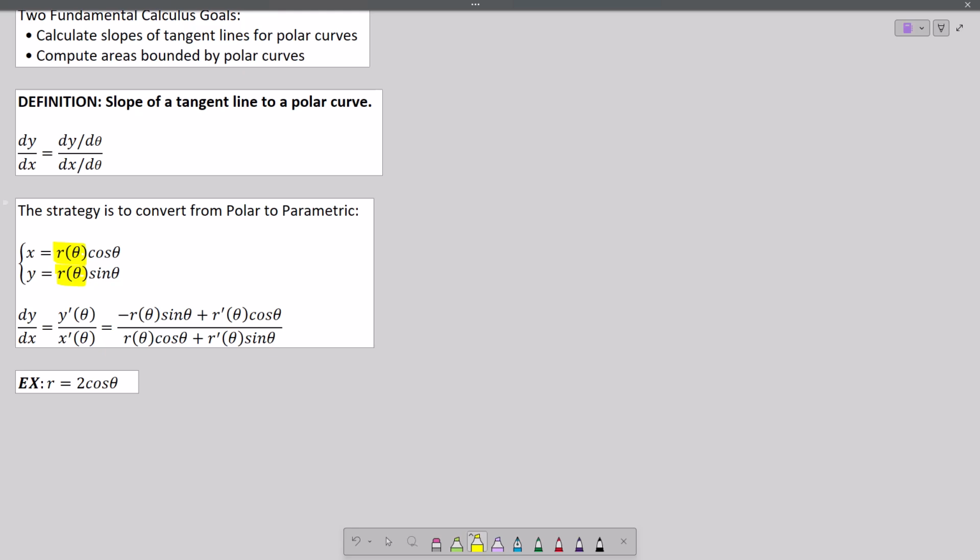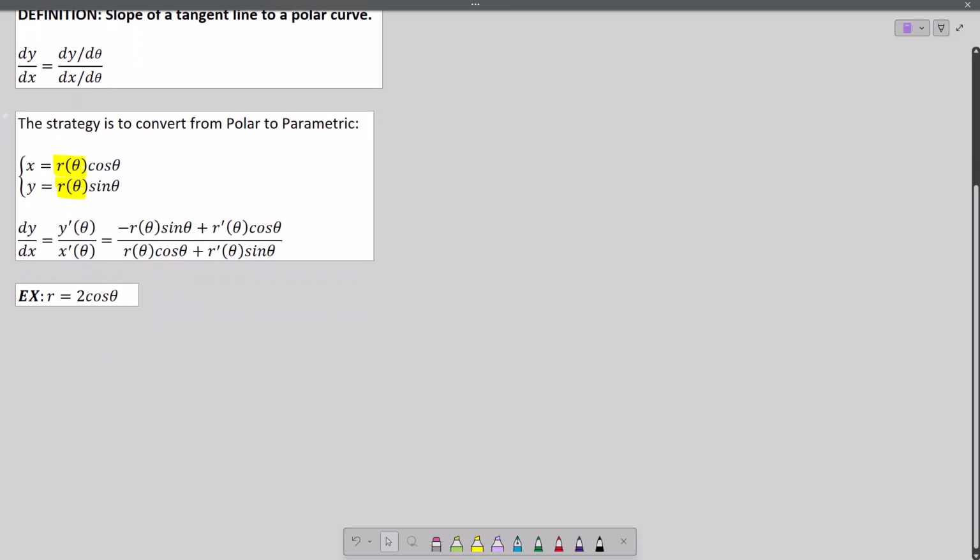So when we look at these two equations, r cosine theta, r sine theta, we haven't thought of that r as a function. Now, in the conversion to parametric from polar, we're going to treat that r like it's a function.